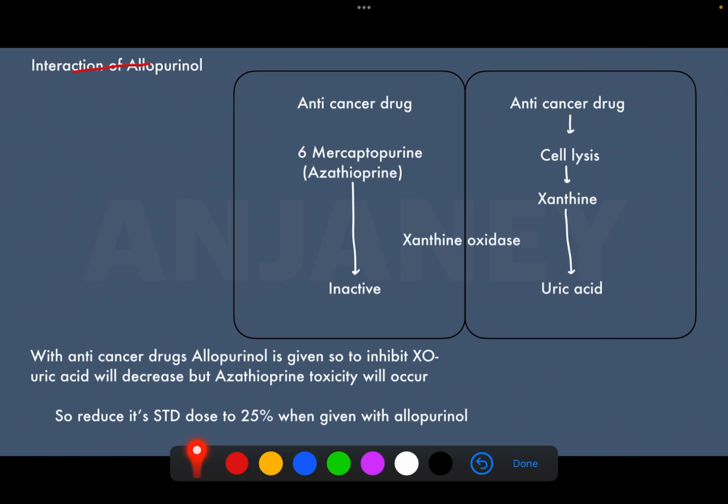Whenever we give an anti-cancer drug like mercaptopurine or azathioprine, this xanthine oxidase enzyme is the one responsible to make it inactive. Otherwise, it will be toxic to our body. After the effect is done, this xanthine oxidase is going to make it inactive. Now, if you are taking these anti-cancer drugs, they are also causing cell lysis, right? Which is their job, to reduce the tumor. So there is more xanthine and more uric acid, and this xanthine to uric acid conversion is also happening with the help of this xanthine oxidase only.